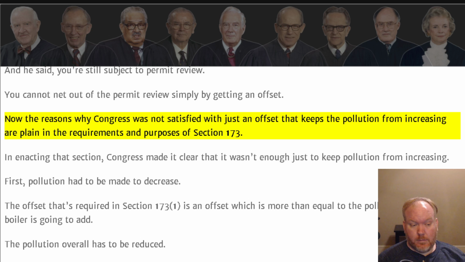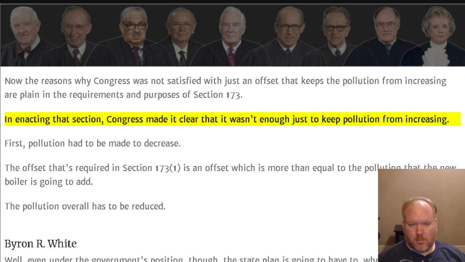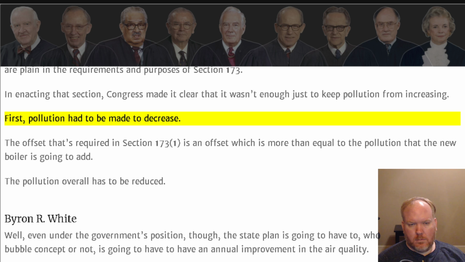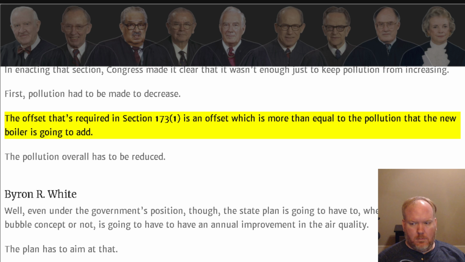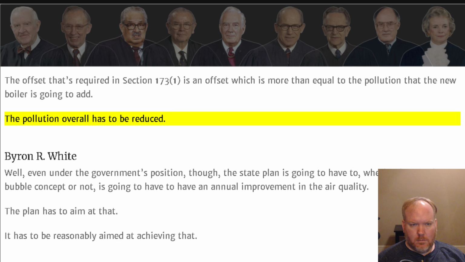Now, the reasons why Congress was not satisfied with just an offset that keeps the pollution from increasing are plain in the requirements and purposes of Section 173. In enacting that section, Congress made it clear that it wasn't enough just to keep pollution from increasing. First, pollution had to be made to decrease. The offset that's required in Section 173(1) is an offset which is more than equal to the pollution that the new boiler is going to add. The pollution overall has to be reduced.